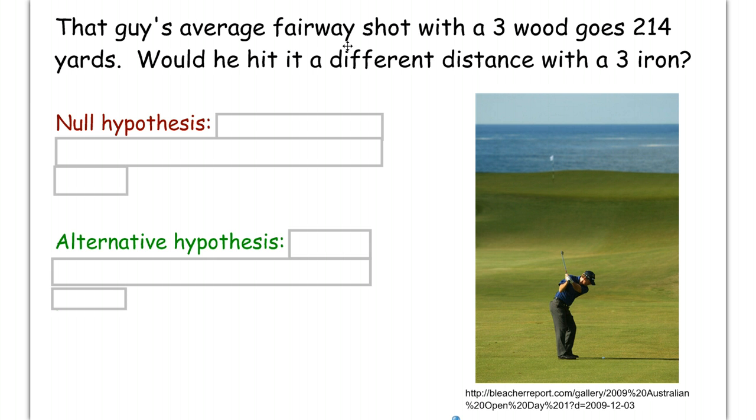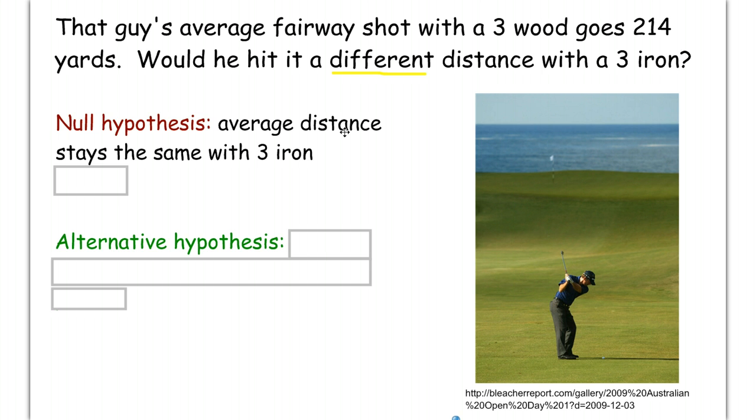It says this guy's average fairway shot with a 3-wood goes 214 yards. Would he hit it a different distance with a 3-iron? Here, looking at context, we see the word different. It doesn't say farther or shorter, so we're not sure which direction. So the null hypothesis is always a statement of no change, no difference. If it went 214 yards with a 3-wood, it's going to go 214 yards with the 3-iron. And the way we write that again is mu, the mean, equals 214.